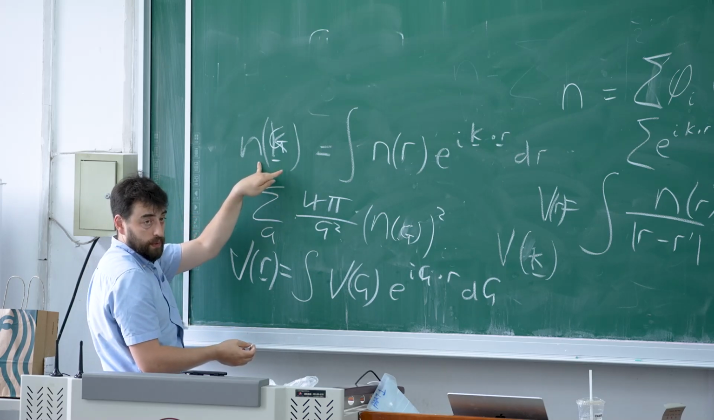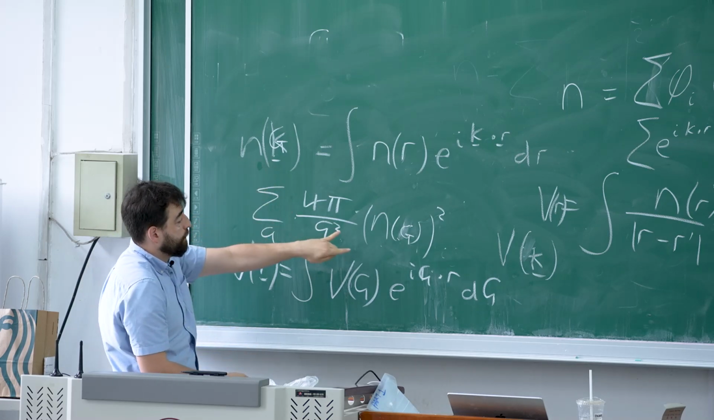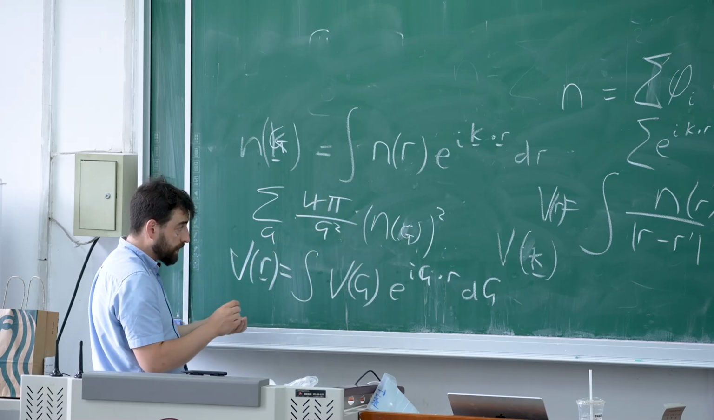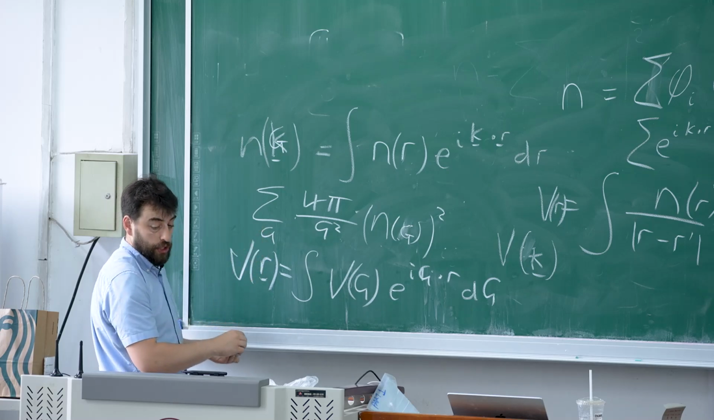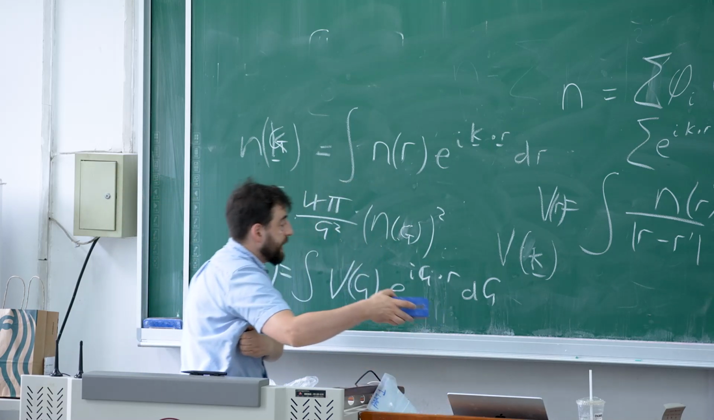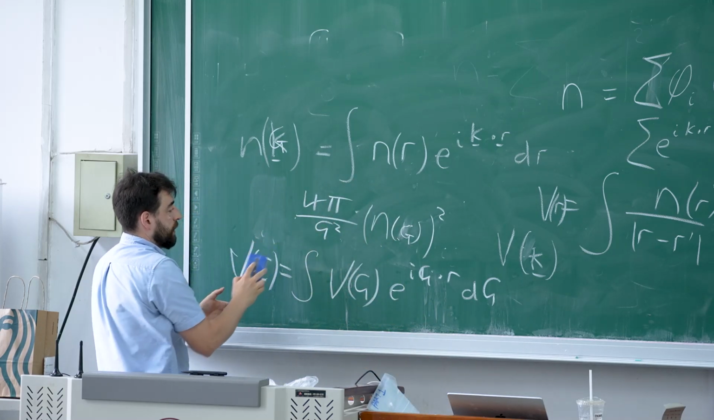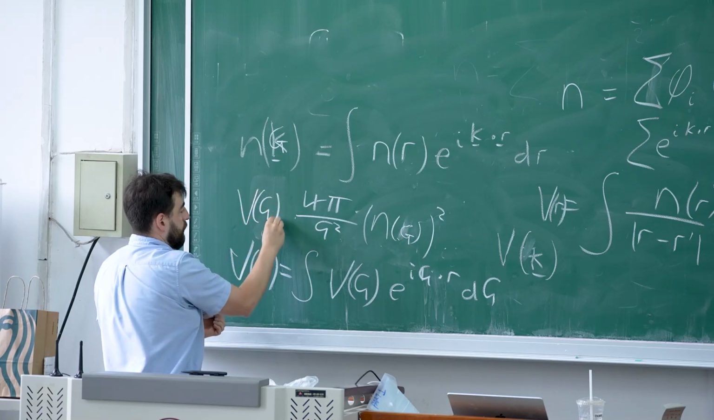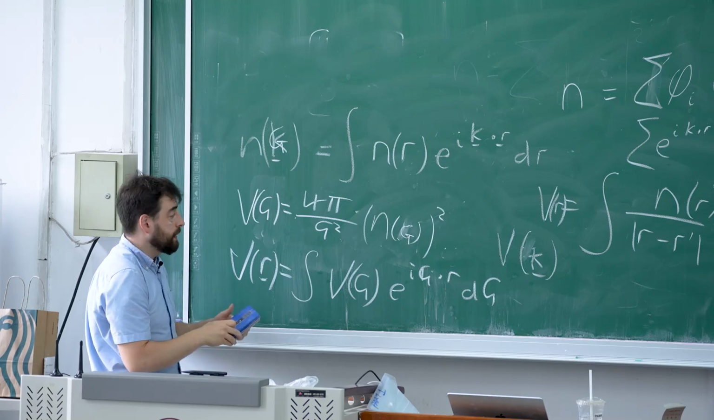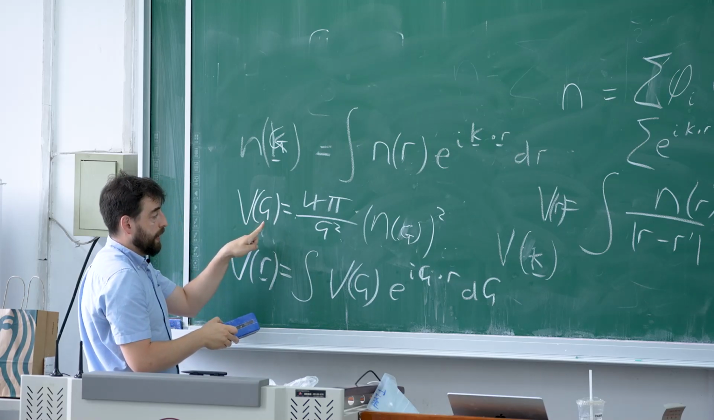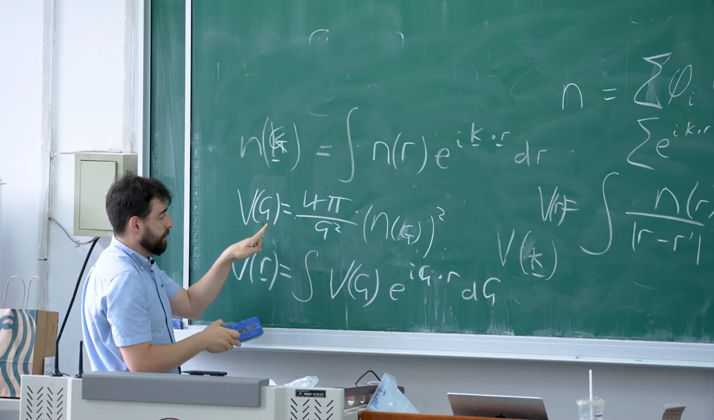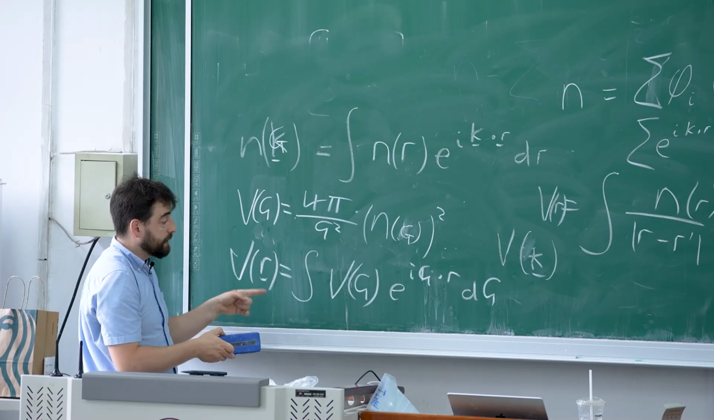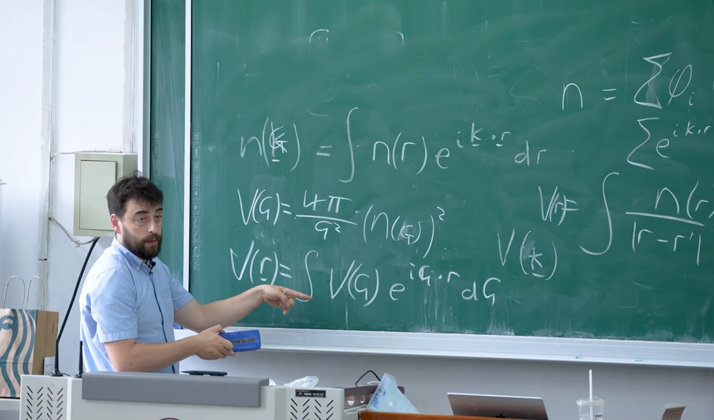Fourier transform the density, multiply by the operator. If you want to get the energy, sum over G. If you want to get the potential, don't sum over G. Do that, right? Now I've got the Hartree potential in reciprocal space. I want the Hartree potential in real space, inverse Fourier transform, right?